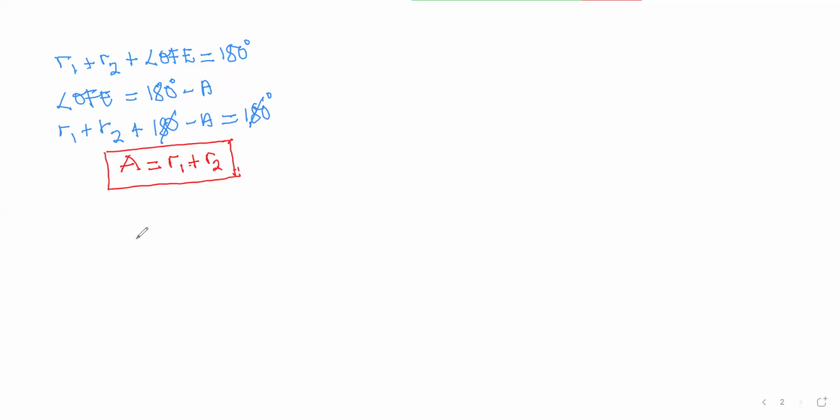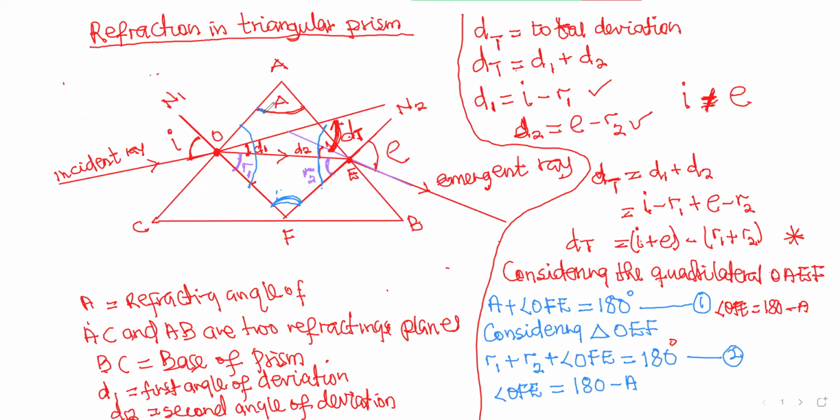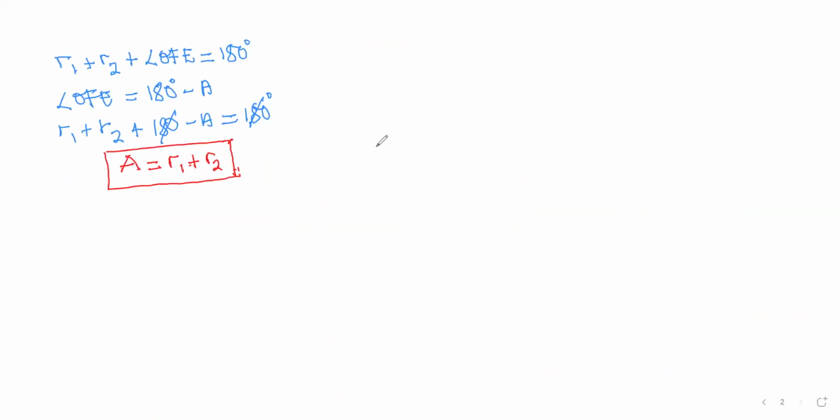Meaning that the refracting angle of the prism A, this angle, must be the same as the sum of this and this. So sometimes we can decide to give you R1, or give you the angle of the prism, and then ask you to calculate R2. And this is what you use to determine that. Okay. Let me quickly read your messages.